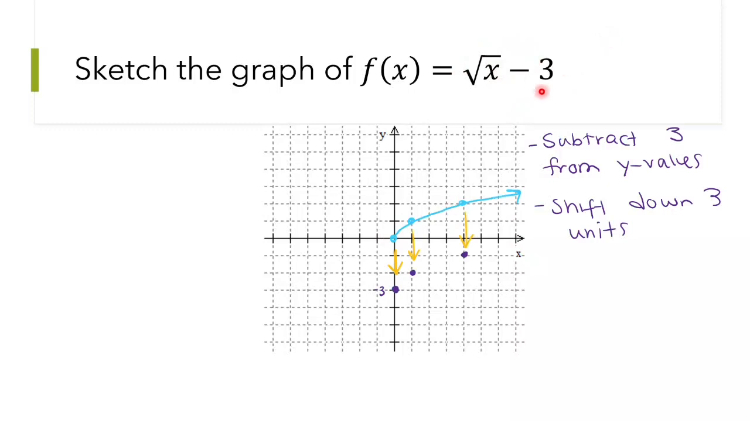It says minus 3, so we're going to subtract 3 from all of our y values. This is going to take that graph and shift it down 3 units. So I took a couple points on the graph, like the point at the origin, and I moved it down 3 units. Did the same for all of the points. Connect the dots, and there's my graph. Same shape, but shifted down 3 units.